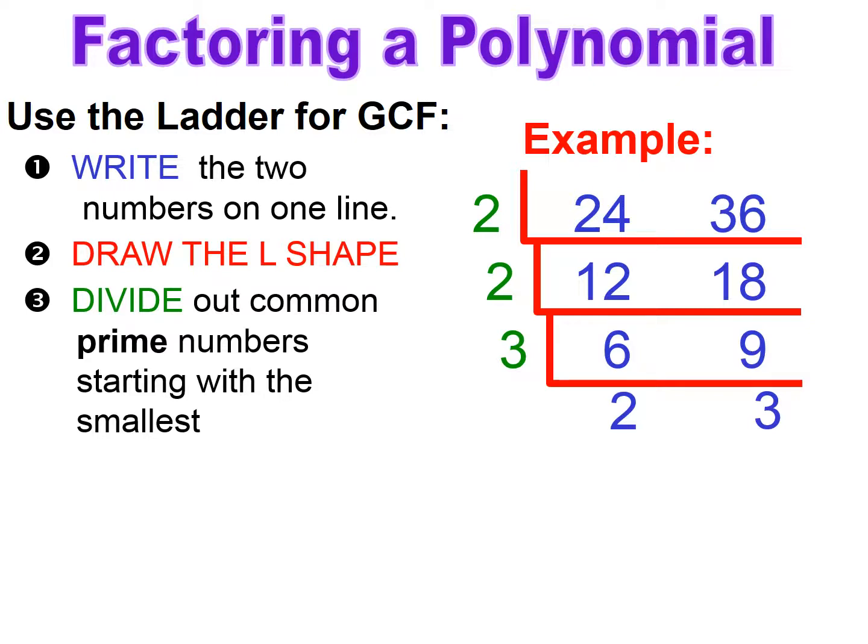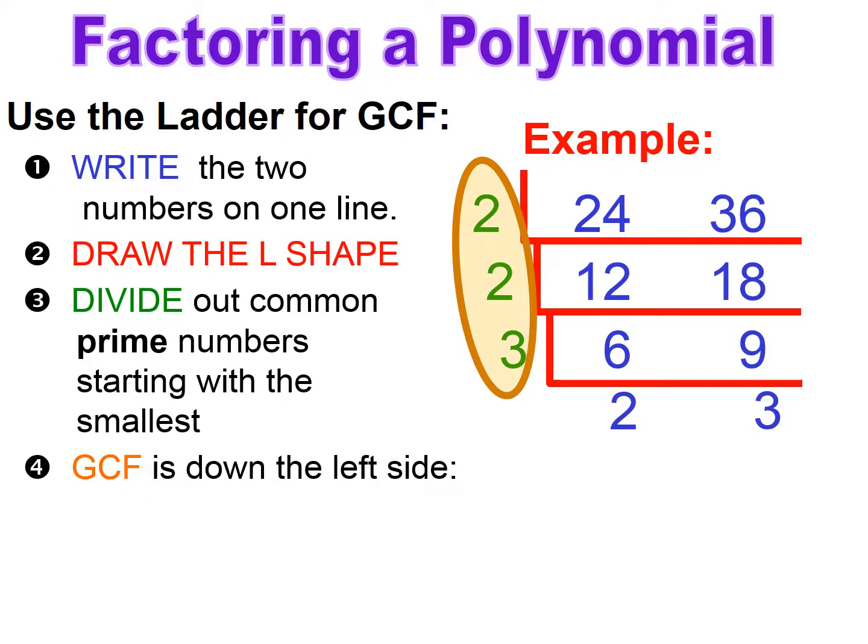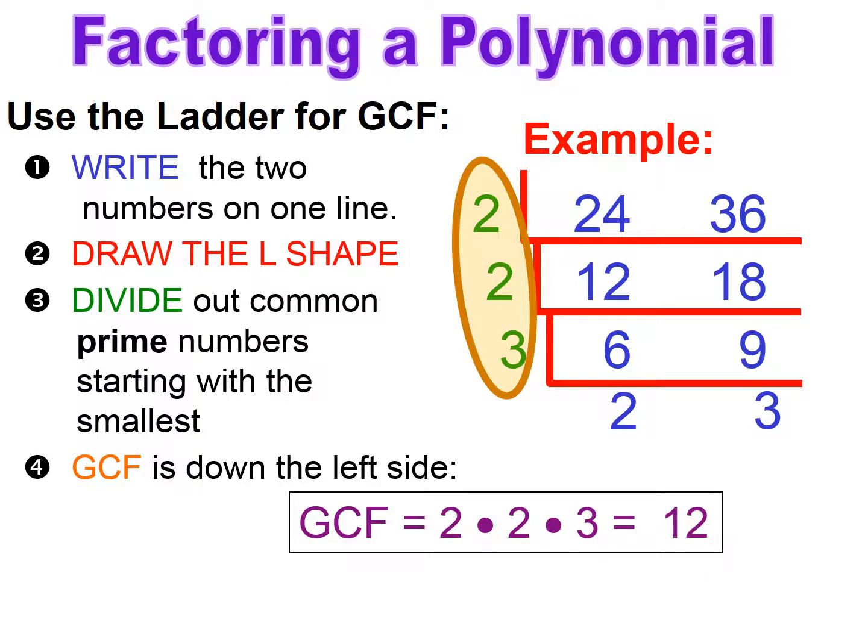So this is the ladder method to find the GCF, and the GCF will be the numbers on the side multiplied together. So in this case, my GCF would be 12. 2 times 2 is 4, times 3 is 12. 12 will divide evenly into 24 and 36, and they will have no more common factors.